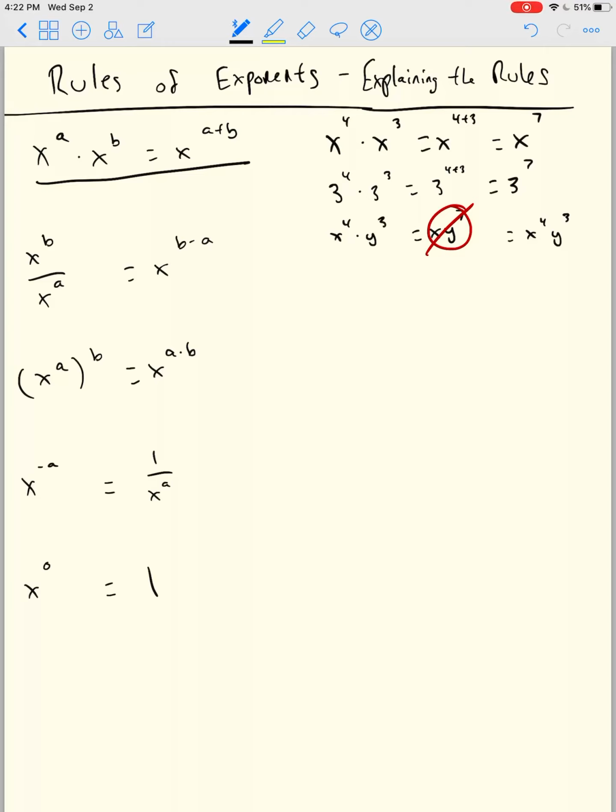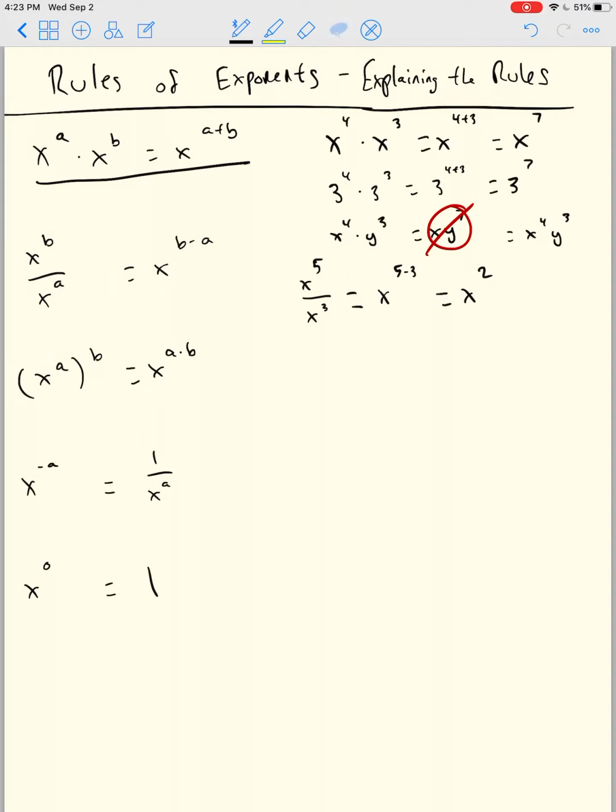So the next one is going to be the quotient property. Quotient is associated with division. And that's the same thing, but in the inverse, the opposite way. If we have x to the 5th over x to the 3rd, that's going to be x to the 5 minus 3, which is x squared.